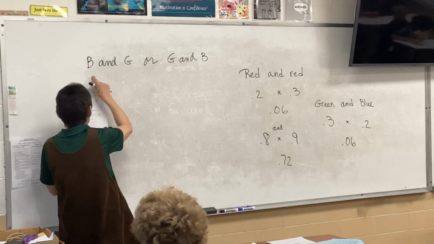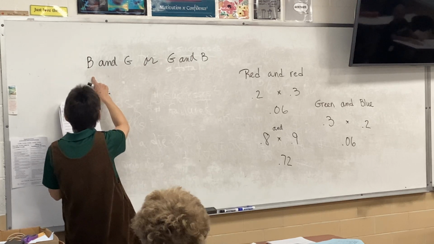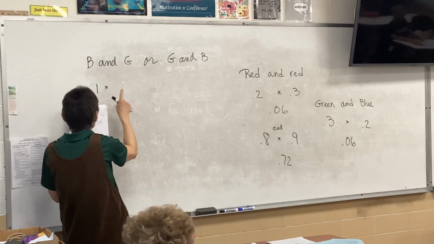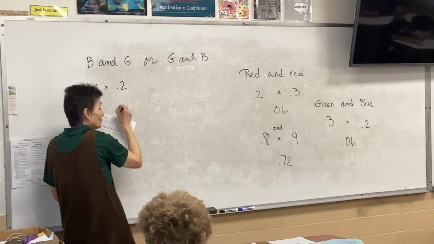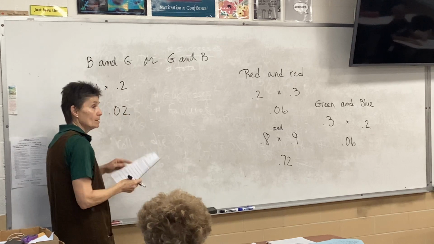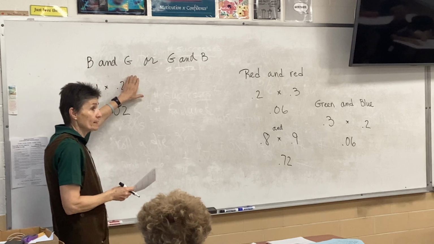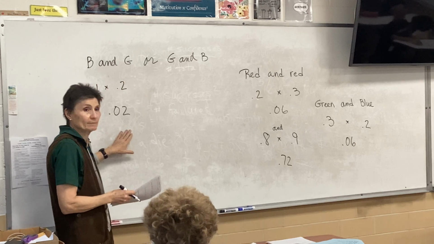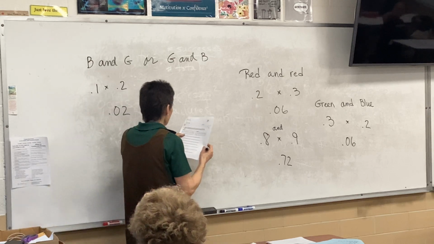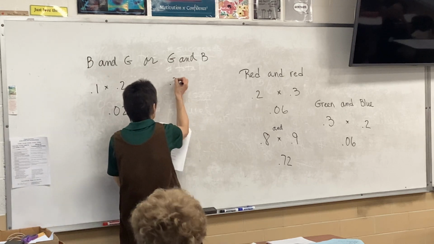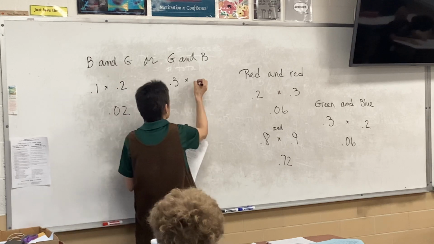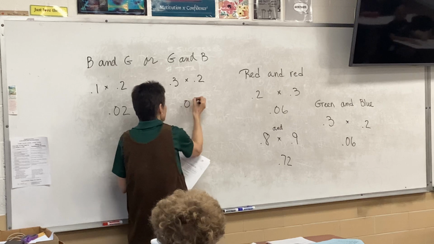So, Maggie blue is 0.1 times Elizabeth green, which is 0.2. 0.02. So, blue and green is 2%. Or we could get Maggie green, which is 0.3, and Elizabeth blue, which is 0.2, so 0.06.